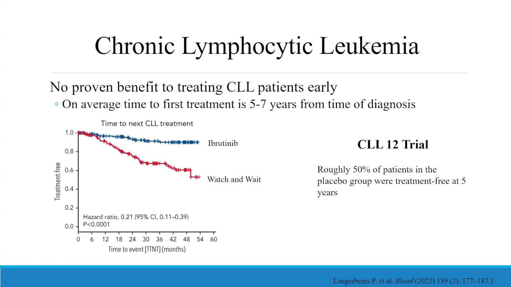And we have good evidence for this even recently back in 2022 with the CLL-12 trial, which compared newly diagnosed patients randomized to either ibrutinib, which I'll talk about on another slide, or a watch and wait approach, which is the control arm. Again, I'm not trying to draw your attention to that ibrutinib obviously had a longer time to next CLL treatment, but to really show the focus on that watch and wait control group that 50% of these patients still did not require treatment at 5 years.